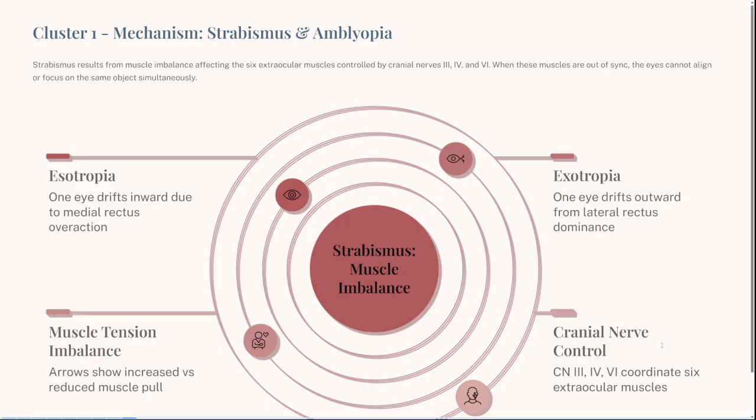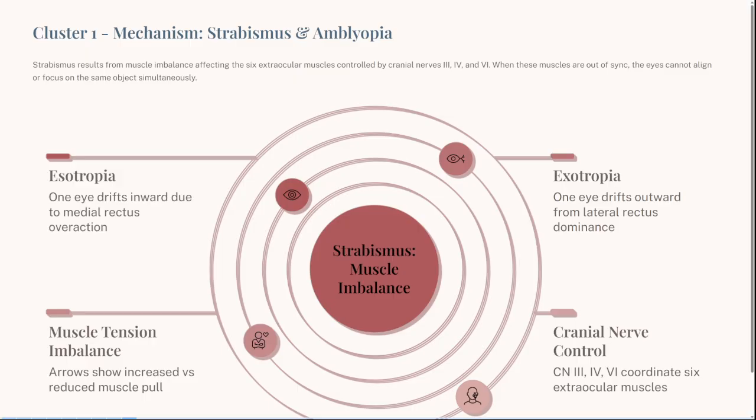So the brain is getting 2 different pictures. How does a kid even deal with that? They can't. So the brain does something clever but dangerous. It just suppresses or turns off the image from the weaker deviating eye. And you see the signs of this, the eye turning in, that's esotropia, or turning out, exotropia. The kid might tilt their head or squint a lot, trying to get a single clear image.